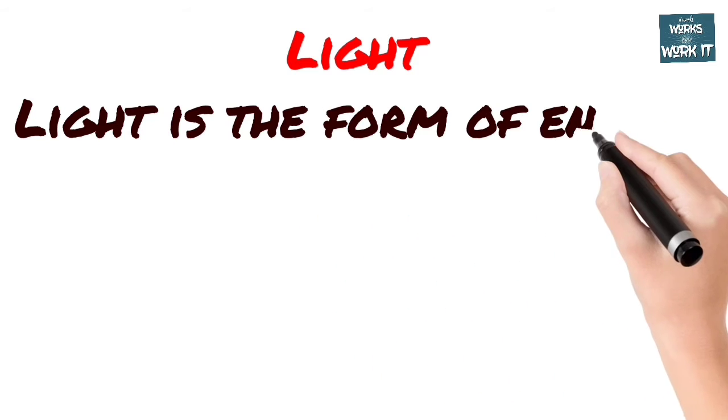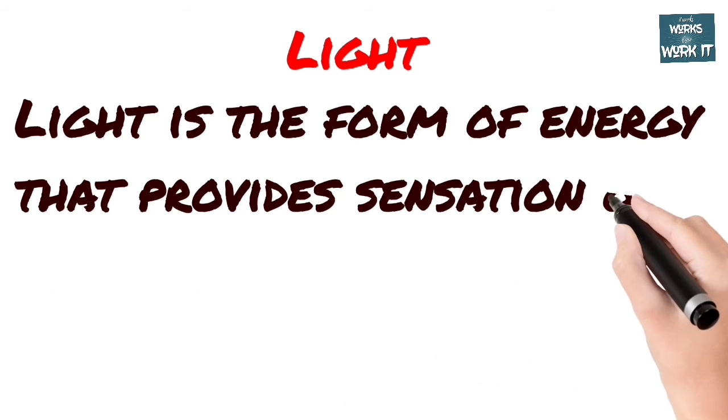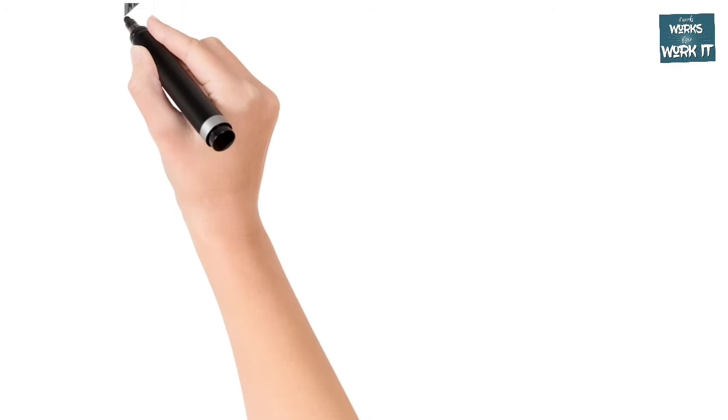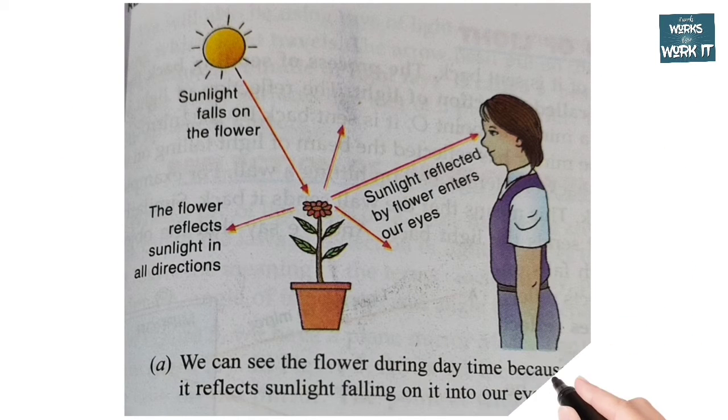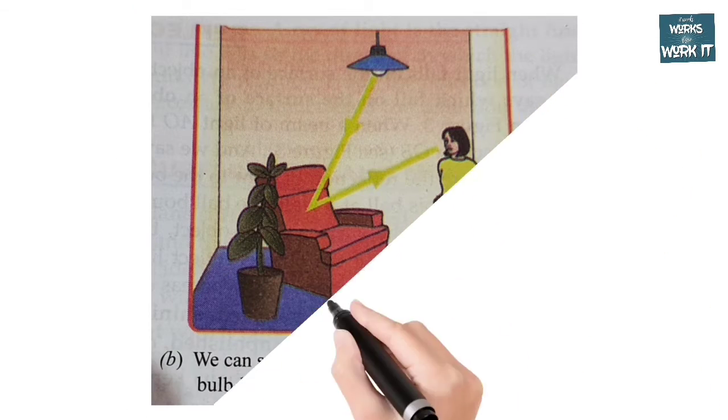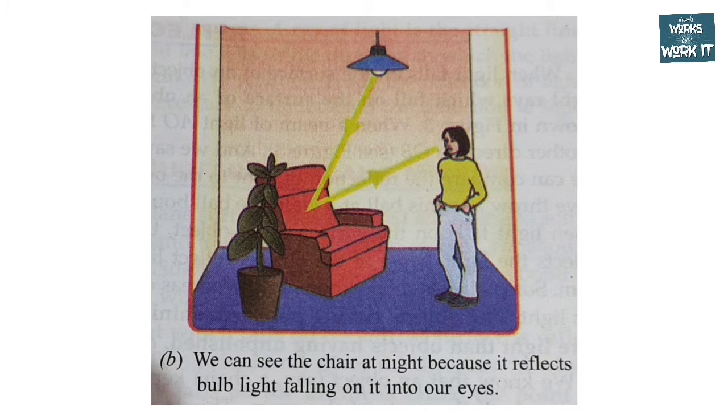So light is a form of energy that provides sensation of vision. That's why we can see the objects nearby. So we can take the example here. We can see the flower during daytime because it reflects sunlight falling on it into our eyes. So next example we can take of the night time. We can see the chair at night because it reflects bulb light falling on it into our eyes.